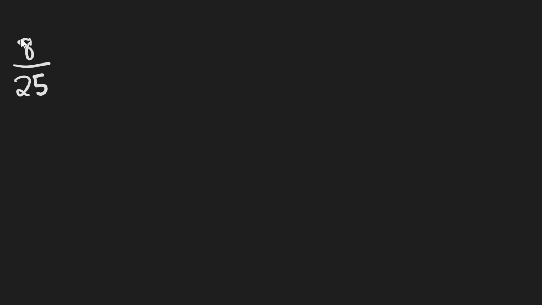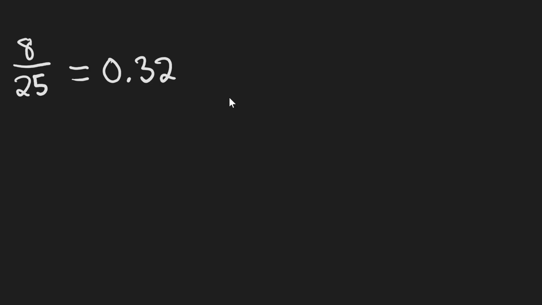8/25 is the same as 8 divided by 25. And so if you have a calculator, what you can do is just plug into your calculator 8 divided by 25, and the calculator will tell you that the answer is 0.32. Now, if you don't have a calculator, we must do the division manually. Well, how do you do that?